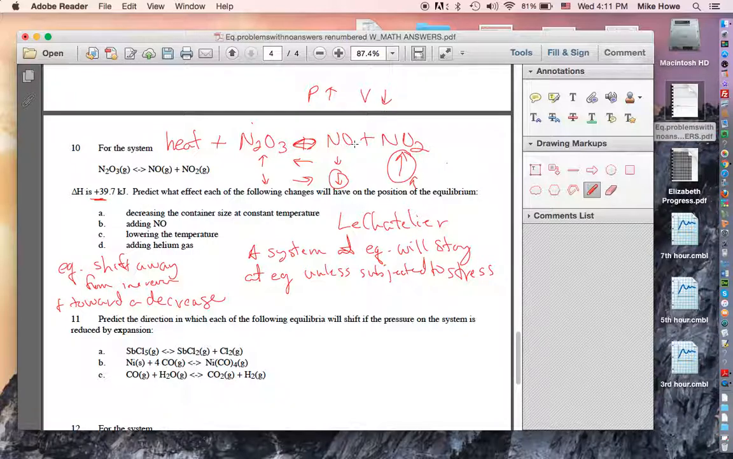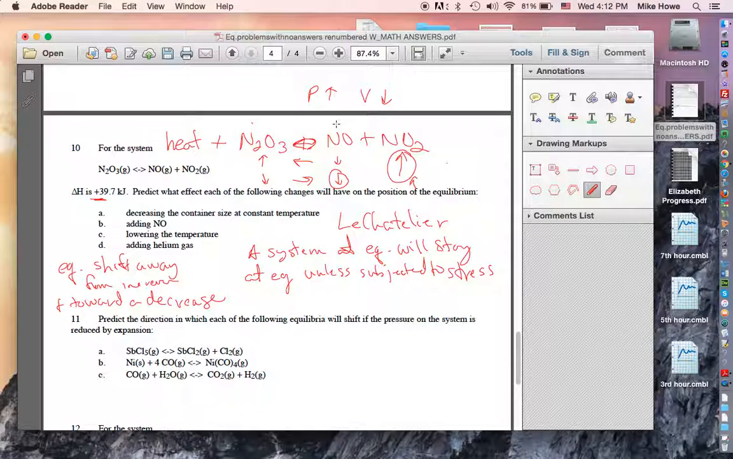It goes down. So if I was to, let's just look at letter A here, if I decrease the container size at constant temperature, that means that the volume is going to decrease, the pressure will go up. Normally, sometimes these questions say you change the pressure, like right here, the pressure on the system is reduced. So if you change the pressure, the volume will react accordingly.